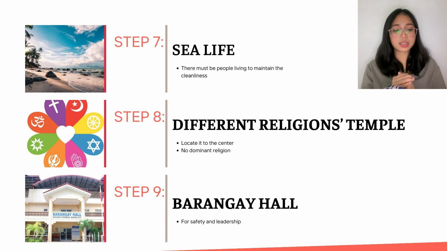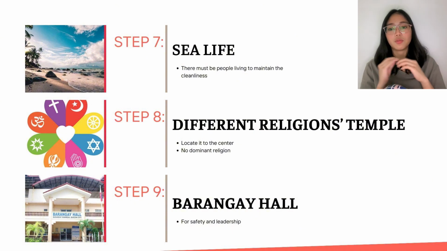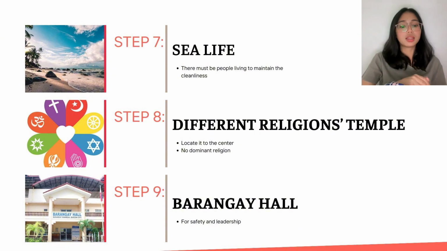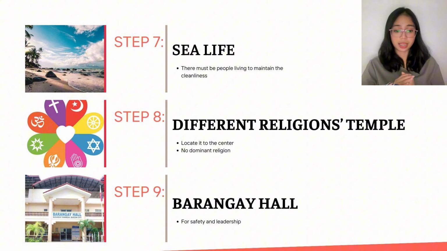And step 8 is build a different religion's temple. So our faith is really important, and we cannot make sure that all of the people will have one religion. Of course, we have different faiths, we have different beliefs. So to make sure, let's build a temple for all religions and make sure that there is no dominant religion to avoid chaos.